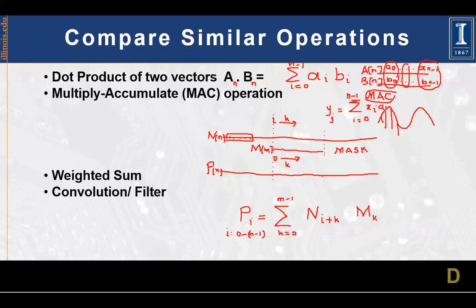We have placed this filter of 5 coefficients, 1, 2, 3, 4, 5, over it. So this filter also has 5 values: 1, 2, 3, 4, 5. So we will carry out the dot product or weighted sum or MAC only in this area.